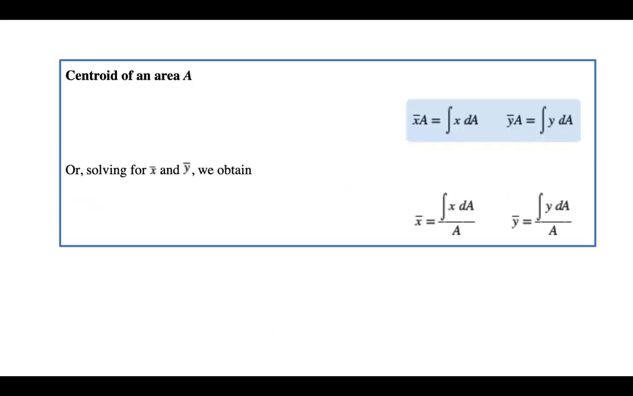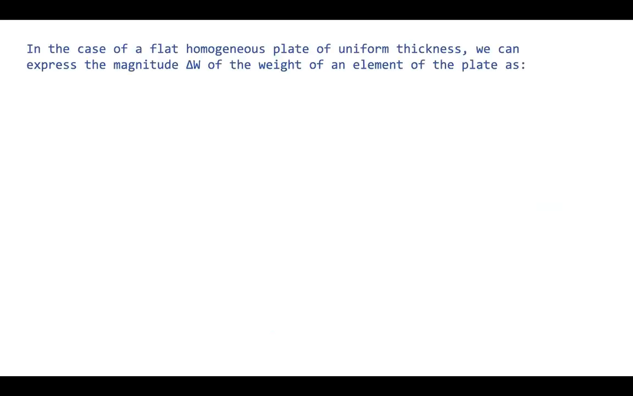The centroid of an area A can be expressed, for the x-coordinate, as x bar times A is equal to the integral of x dA, or solving for x bar and y bar, we obtain this. How do we get this?